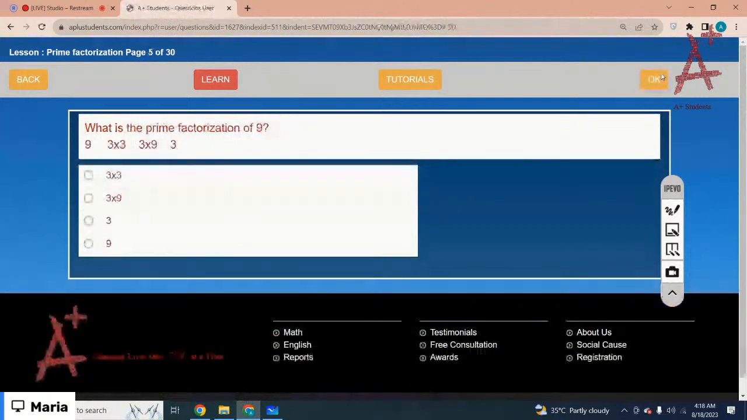What is the prime factorization of 9? So which is the correct option? 3 times 3 makes 9, right? The correct option is 3 times 3.